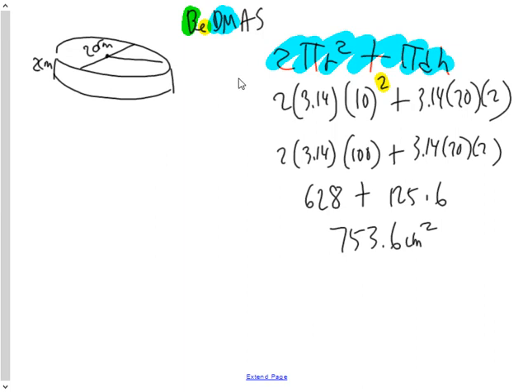So just to refresh your memory, 1 point for writing your formula, which you will not have, you'll have to know it. 1 point for substituting. 1 point for simplifying it, and 1 point for getting your answer and using the proper units.